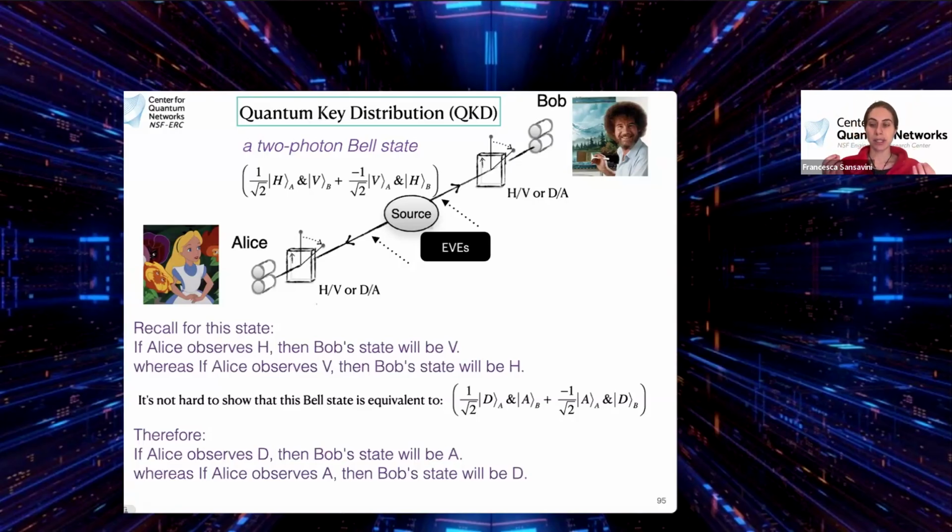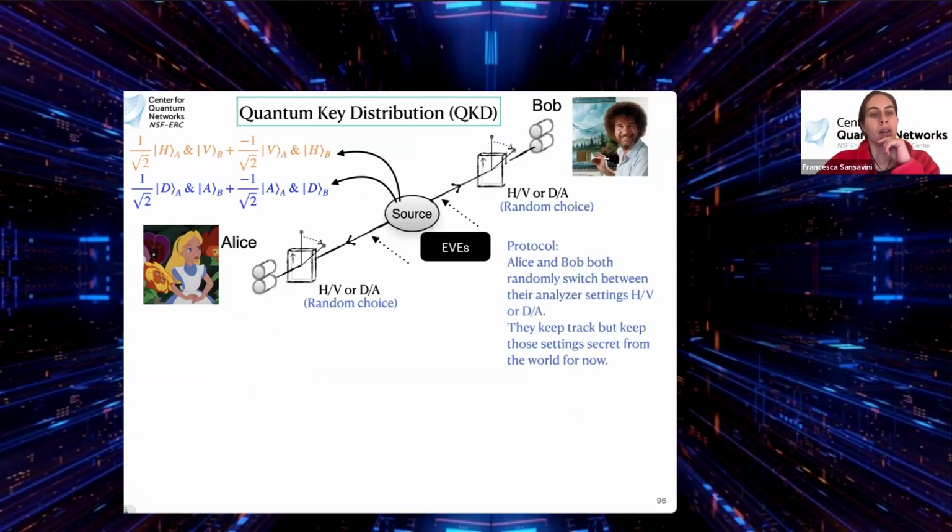So again, it's important to understand this is the same state. The HV minus VH and the DA minus AD, it is the same state. It's just written in a different way. And we will pick the mathematical form that is more convenient for us to do the calculations or when we measure, for example. Okay, so this source will give Alice and Bob this polarization entangled state. Again, in orange, we have the HV basis. In blue, we have the writing of the state in the DA basis.